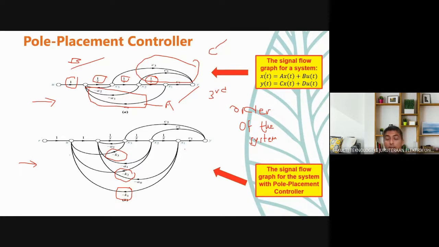Because this is a third order system, you need to determine 3 K feedback values. Let's say if your system is fourth order, you need to determine negative K1, negative K2, negative K3, and negative K4. So K is a set of the feedback gain values. That's the meaning of K.